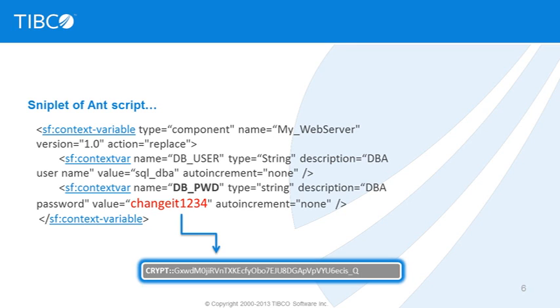At the Silver Fabric end, when Silver Fabric receives a string that is prefixed by crypt colon colon, it will strip off the crypt colon colon prefix, and go ahead and decrypt the substring after that into its original form, that is change it 123. In this way, Silver Fabric allows you to hard code context sensitive information in your test automation script, your Ant scripts, and so on.